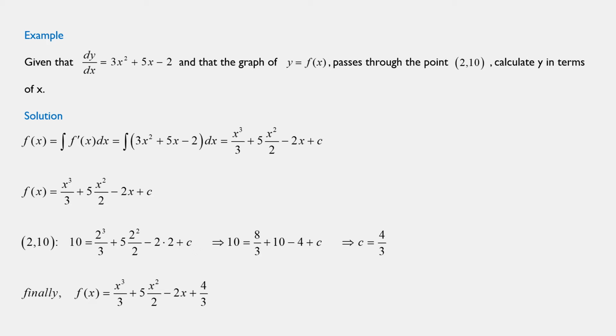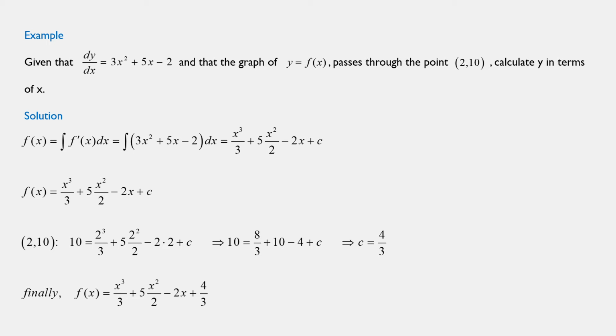This means that I will go to the formula I have already found for f of x, and I will substitute 2 and 10 in place of x and y respectively. So, that would lead me to write the equation 10 equals 2 cubed over 3 plus 5 times 2 squared over 2 minus 2 times 2 plus c, which eventually leads to the value of c being 4 thirds.